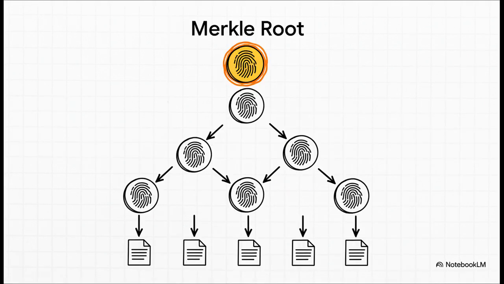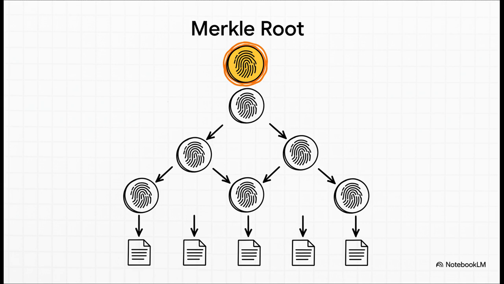But wait, there's more. Hashing is also used inside each block in this really clever way, using something called a Merkle tree. So instead of just hashing all the transaction data in one big blob, each individual transaction gets its own hash. Then you pair those hashes up and hash them together. Then you take those new hashes, pair them up, and hash them again. You keep doing this until you're left with just one single hash at the very top.